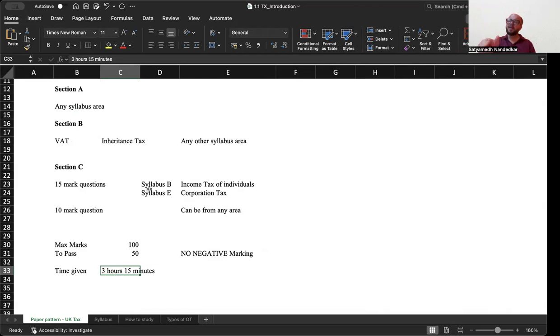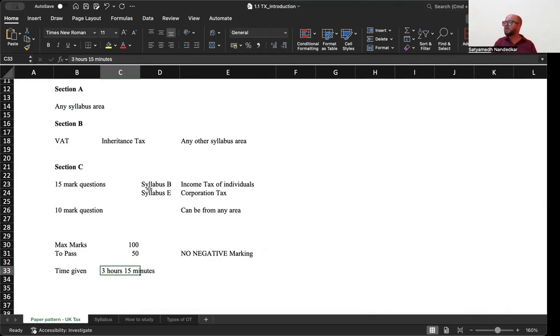But when you are writing the paper, you don't need to know why the government fixed the rate of tax at 20% and not 22%. Or you don't need to know why exactly child benefit tax charge is calculated this way. You need to know how child benefit tax charge is calculated. You don't need to know why the rule was made in this particular manner. You don't need to get into that specific detail. Your focus should be how the calculation is done, because knowing the why behind it is not going to improve the quality of your answer.